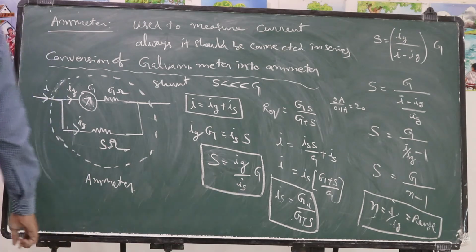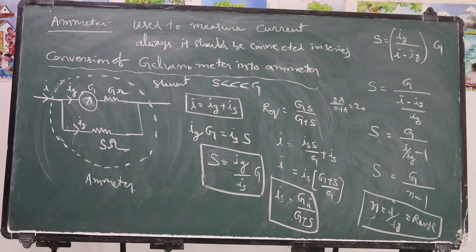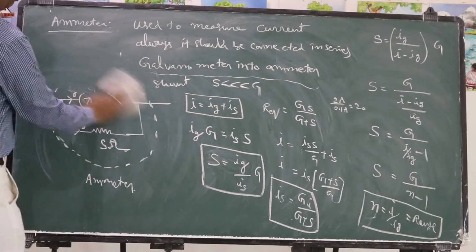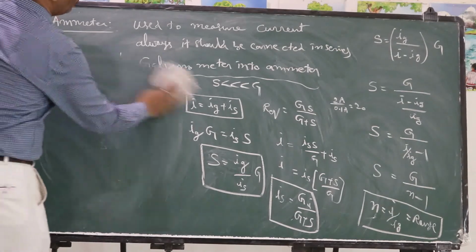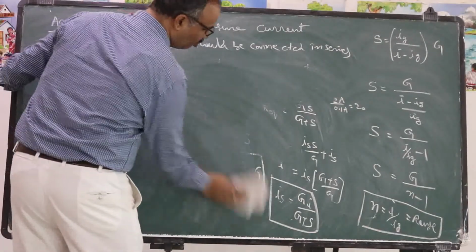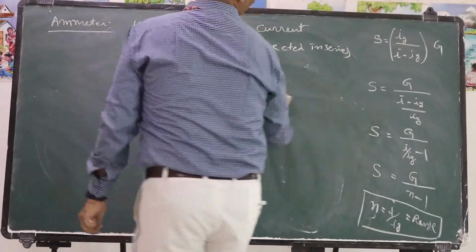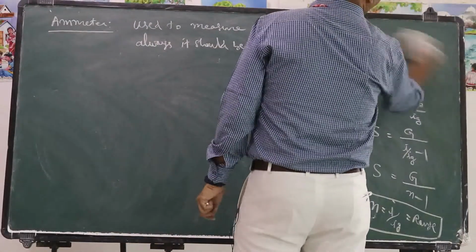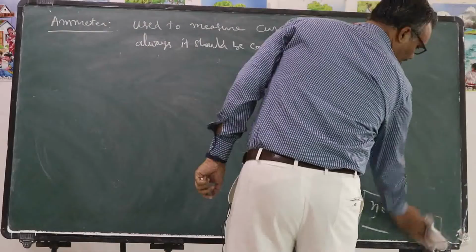Now let us see the conversion of galvanometer into voltmeter. It is also very simple. It is also in the similar manner only. How we will do? First you tell me what is voltmeter. Voltmeter is a device which is used to measure potential difference between any 2 points in a circuit.